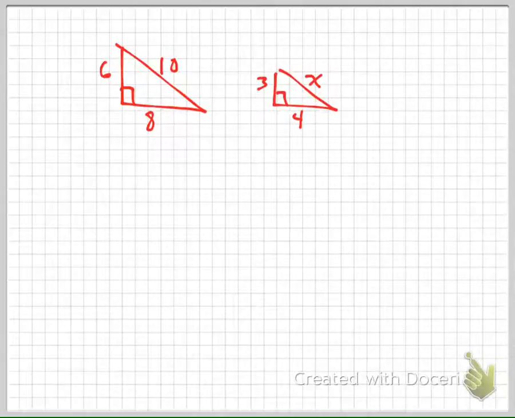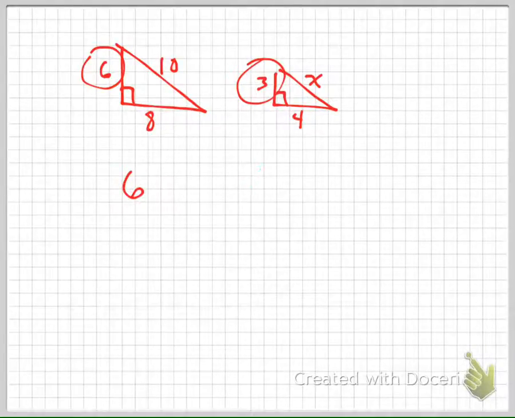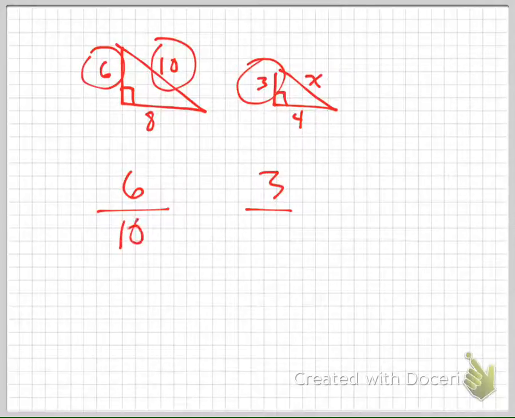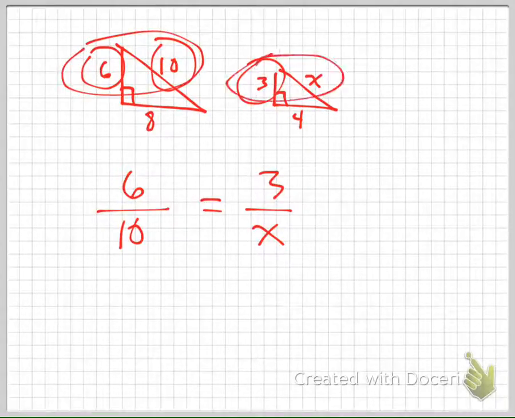What you do is you have to grab two similar sides, two of them that you know, right? And you go 6 and 3, and you put them over, and this one is over 10, and this one would be over x. Does that make sense? These two will be the same proportion as these two. Now we have an x, that's what we're trying to solve for. So what do I do to solve this?